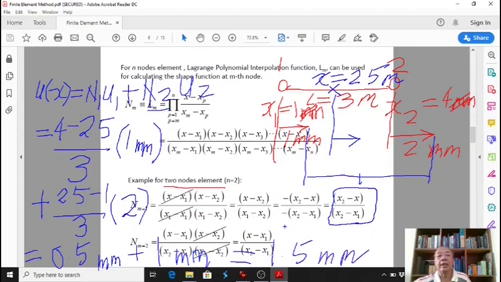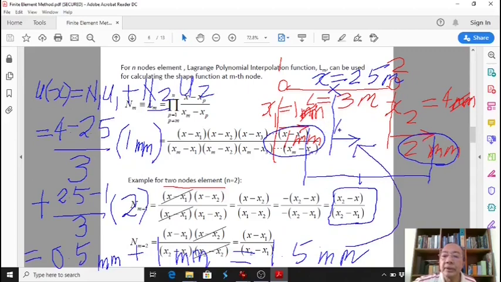Okay, so if we know from this, if we know the displacement here is 1 mm and the displacement here is 2 mm at node 2, second node. So at x equal to 2.5 meter, the displacement here is 1.5. So this is 1.5 mm.